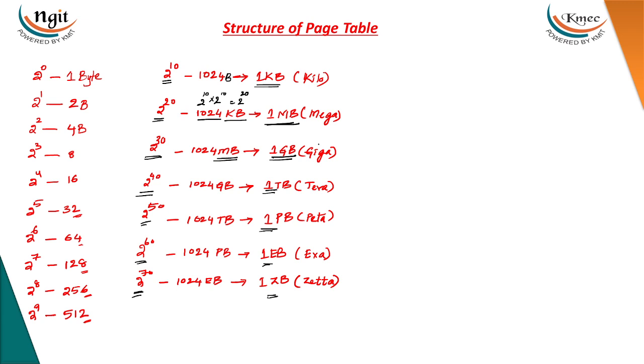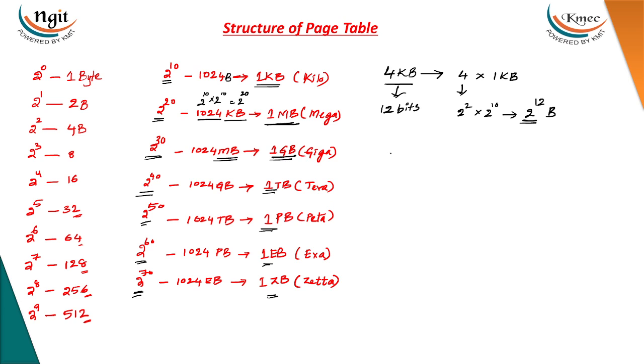So how do we take it? Let us take 4 KB. If someone asks you the size is 4 KB, how do you convert it into powers of 2? You write 4 into 1 KB. It will be 2 to the power of 2 into 2 to the power of 10, so it will be 2 to the power of 12 bytes. So in order to represent 4 KB, we need 12 bits.